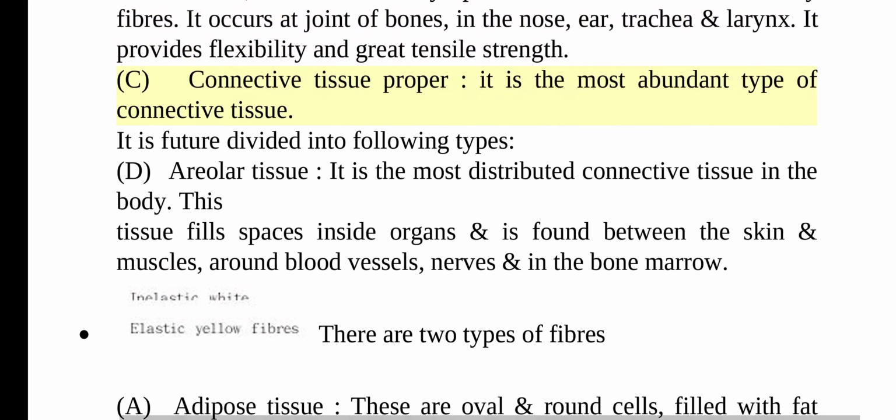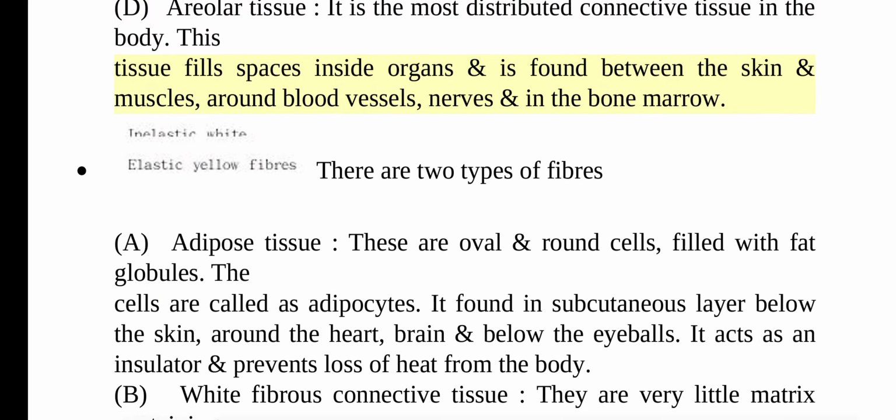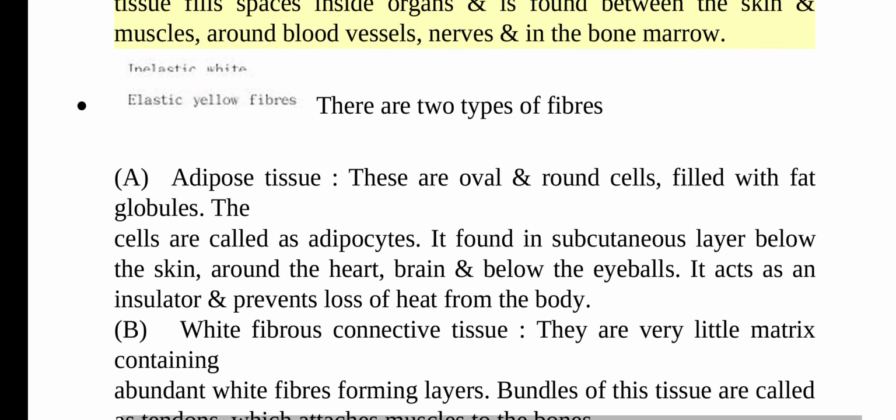C. Connective tissue proper. It is the most abundant type of connective tissue. It is further divided into the following types. D. Areolar tissue. It is the most widely distributed connective tissue in the body. This tissue fills spaces inside organs and is found between the skin and muscles, around blood vessels, nerves and in the bone marrow. There are 2 types of fibers.